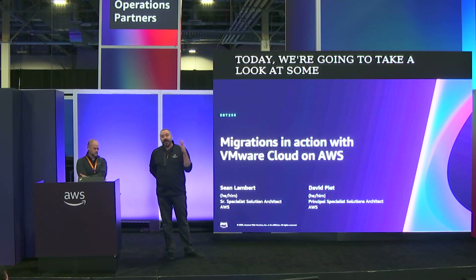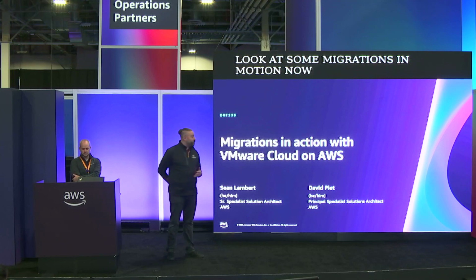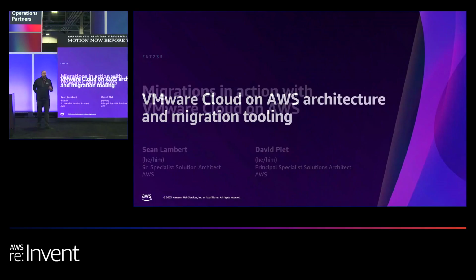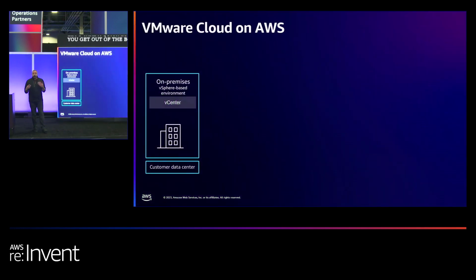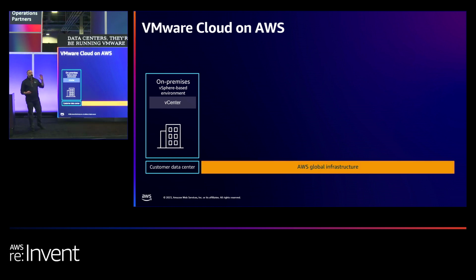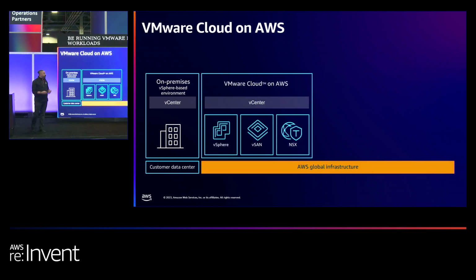Now, before we get into a live demo of what these migrations actually look like, let's take a quick look at what you get out of the box with the VMware Cloud and AWS service. Typically, when we work with customers who are using the service, we're going to start with their workloads in their on-premises data center. And typically in these on-premises data centers, they're going to be running VMware-based workloads. Now, on the AWS side, the VMware Cloud and AWS service comes with the following ingredients out of the box.